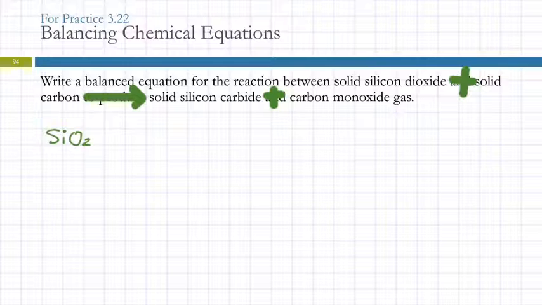What is the state of silicon dioxide in this reaction? Solid. They told us that. So we put S in parentheses. Plus solid carbon. Well, that's an element, carbon, and we put an S after that. You always have to ask yourself with elements, though, is it diatomic? No, it's not, so it's just C. And here we have the arrow. I'm leaving spaces here because I might need to write in coefficients.